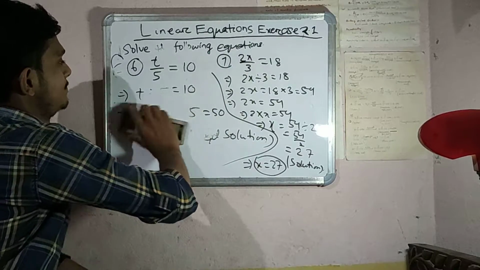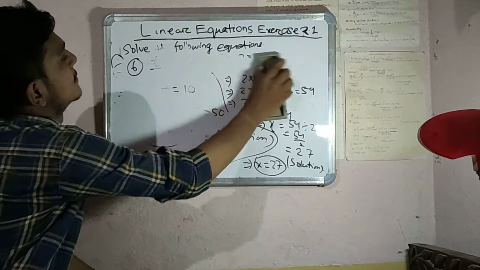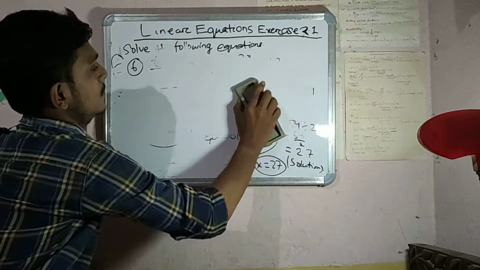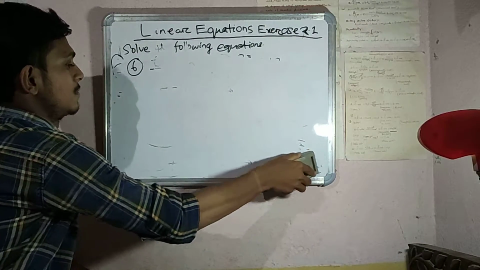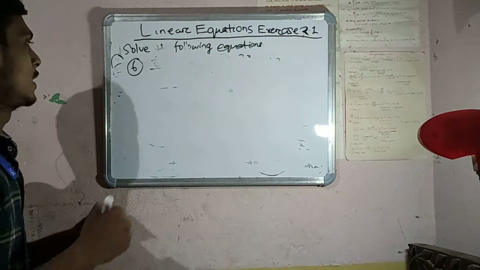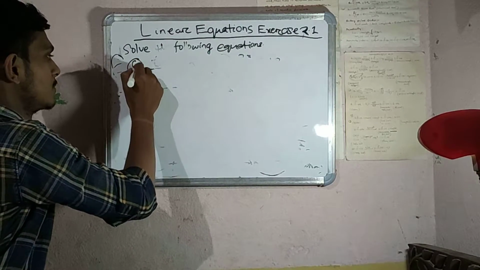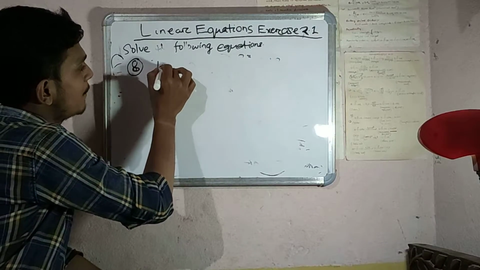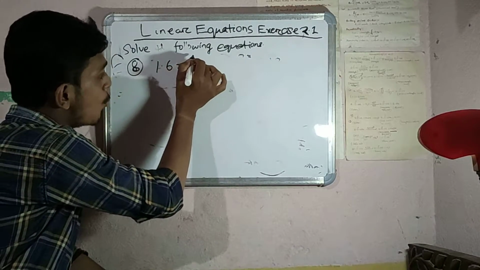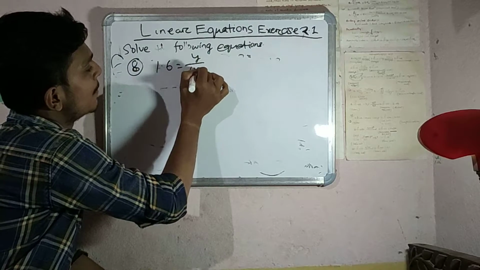Then question number 8. The question is 1.6 is equal to y upon 1.5.